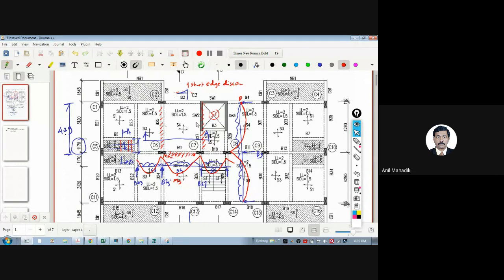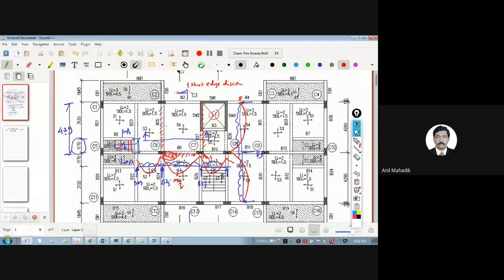Is this MH for long span or short span? Because this is the short span direction. So MHS. S for short span, MH for hogging. Okay. Then this MS is for short span or long span? This span is short. So the sagging moment for short span. Again, this negative moment is MH for short span. Okay. So that is the meaning of this.